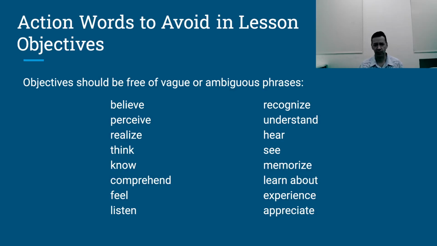Let me give you an example. If your objective says students are able to listen to the English conversation, how will you give them a score on that? How can you? How do you know they're really listening? You cannot see what's going on inside their brain. So when your objectives use these kind of vague verbs, or they're ambiguous, then it's really hard for you to determine whether or not you were successful in getting them to learn the objectives.